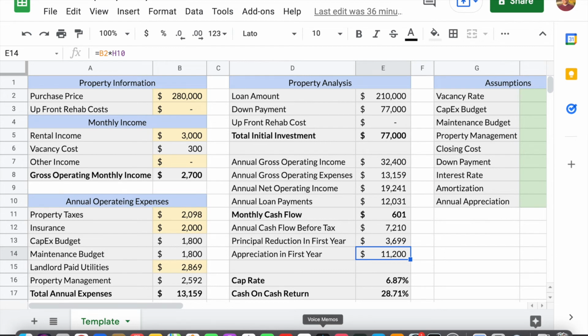The final results are captured in E16 and E17. Cell E16 shows the cap rate, which is equal to the annual net operating income from cell E9 divided by the purchase price of the property from cell B2. Cell E17 shows cash on cash return, which is equal to the total gains in the first year, including capital appreciation, divided by the cash investment. Based on this analysis, the property has a cap rate of roughly 7%.